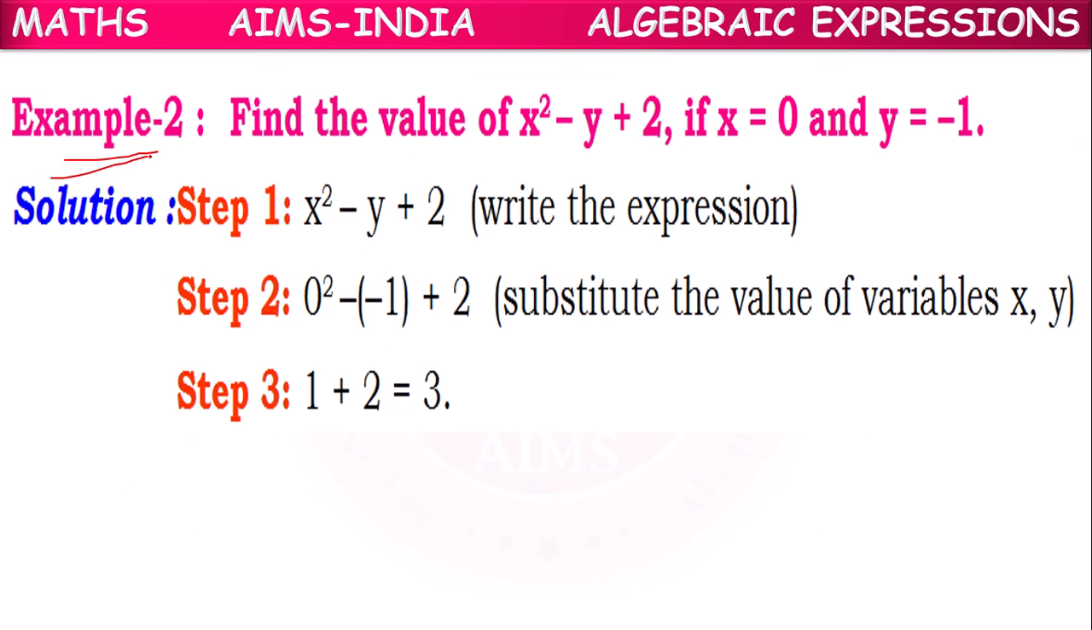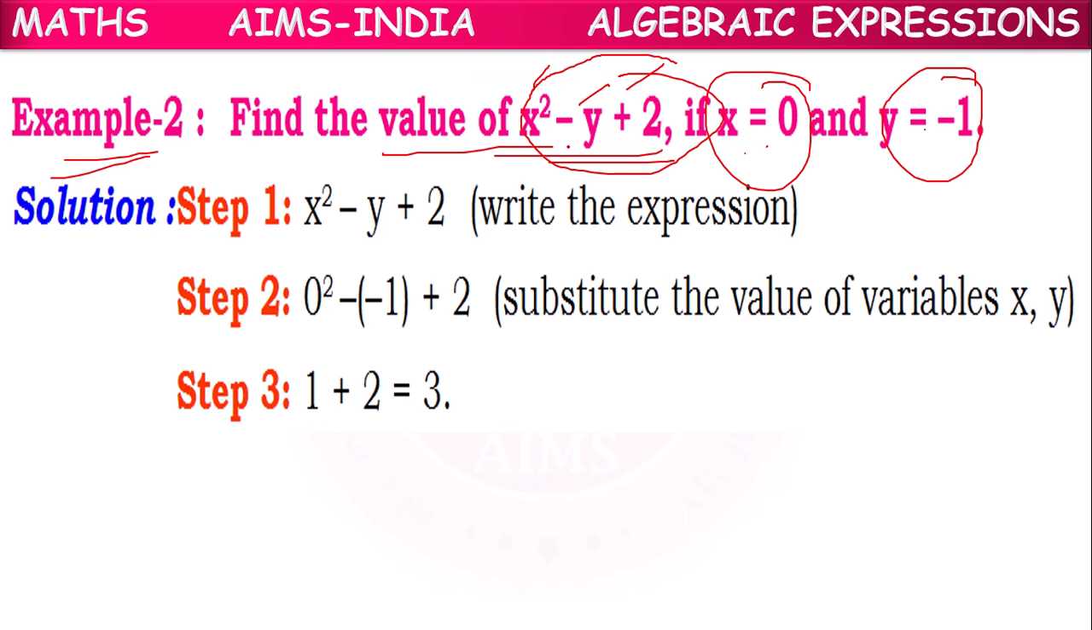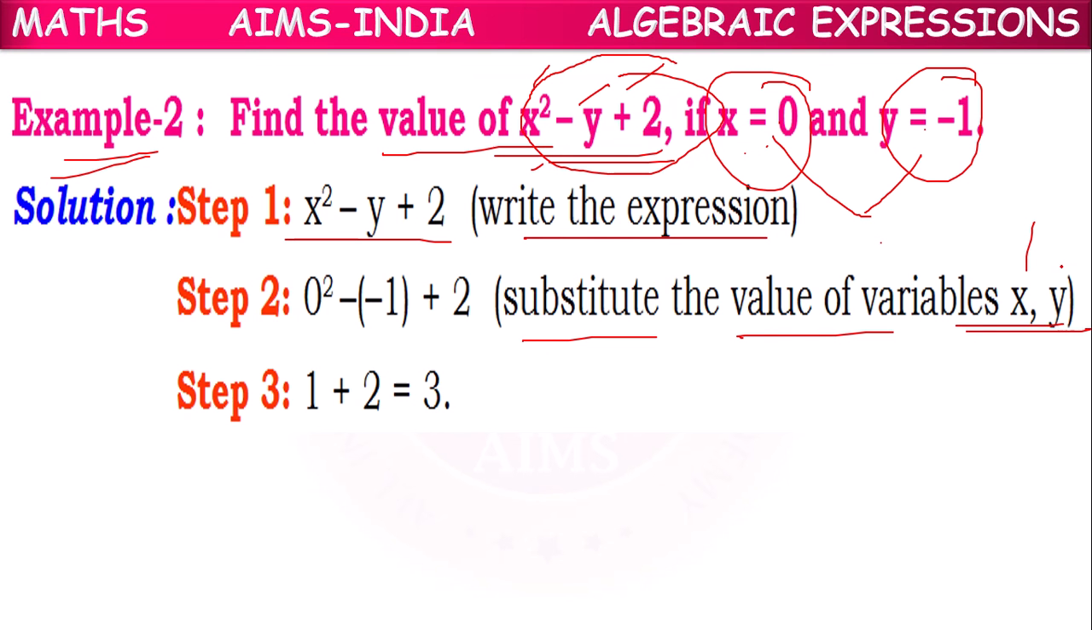So example 2. Find the value of x square minus y plus 2, if x equal to 0, y equal to -1. Here we have two variables in the expression. Two values of the variables are given. First, write the expression. Next, substitute the values of both variables, x and y. In the place of x, we can keep 0. In the place of y, we can keep -1. Then 0 square minus of -1 plus 2.